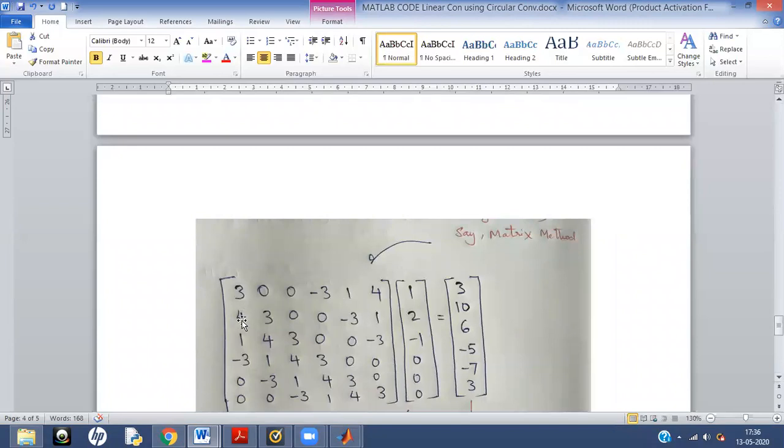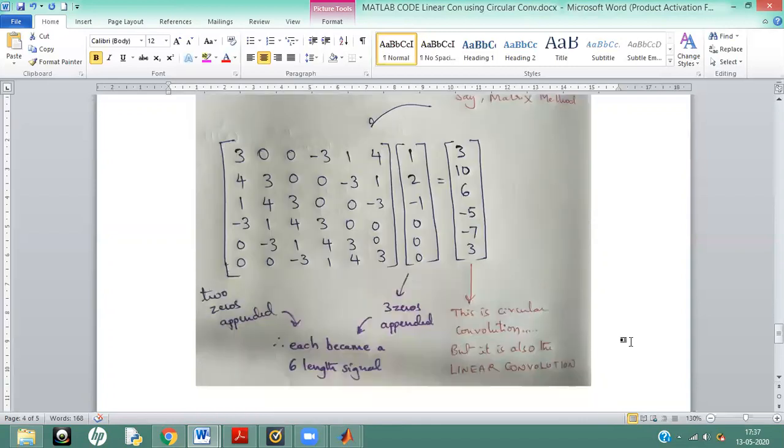You can see that the first signal has been appended with two zeros, and I am shifting it. The second signal is appended with three zeros. This matrix is of size 6 cross 6 and this one is 6 cross 1, so 6 cross 6 multiplied by 6 cross 1 will give you a 6 cross 1 matrix. Two zeros appended, shift it, and again right shift, like that you get this matrix. As I explained in one of our previous labs, this matrix method can be done using the circular shift inbuilt function and horizontal concatenation. We have appended sufficient zeros so that each of them becomes a 6-length signal, and you get the output.